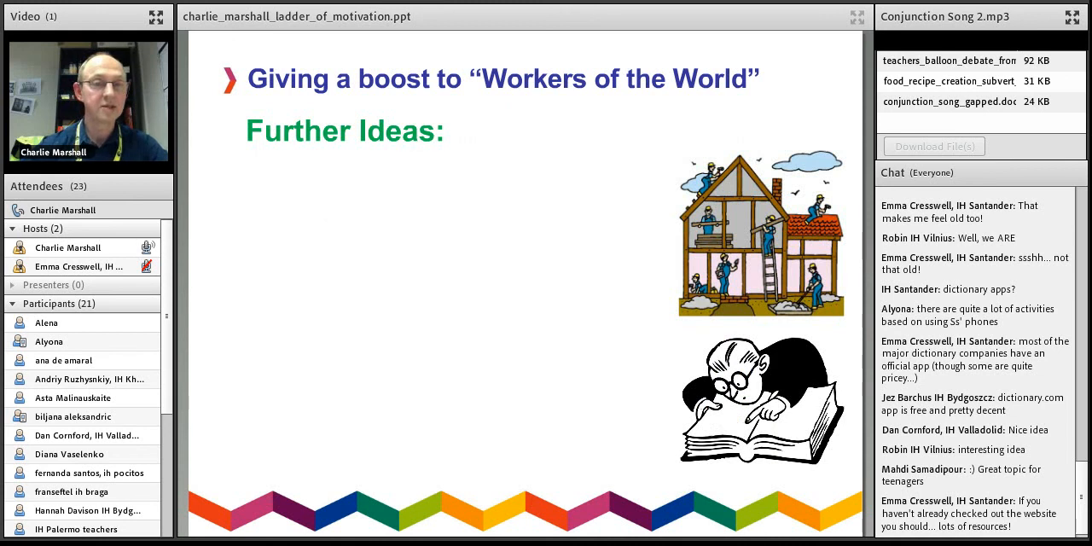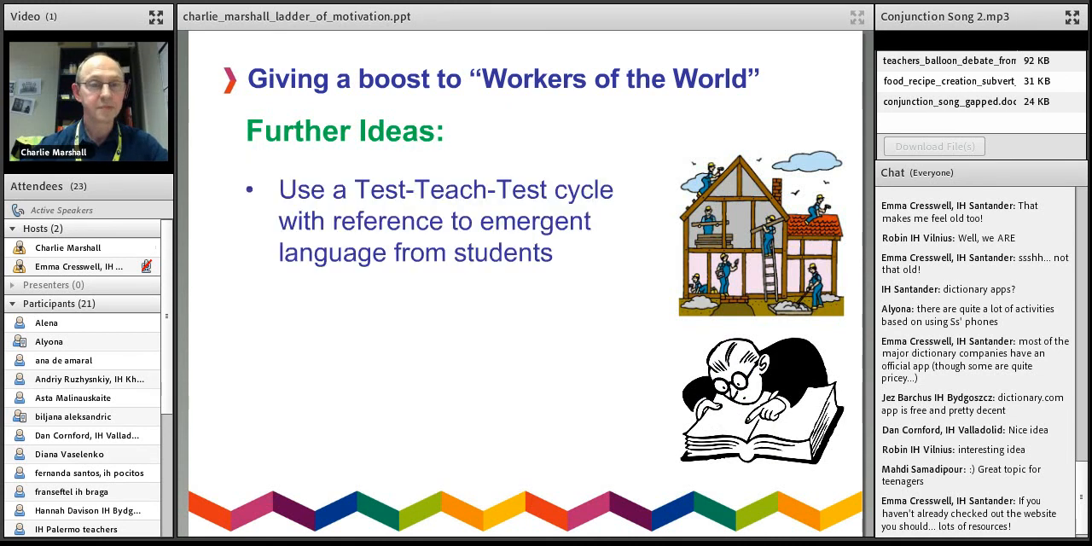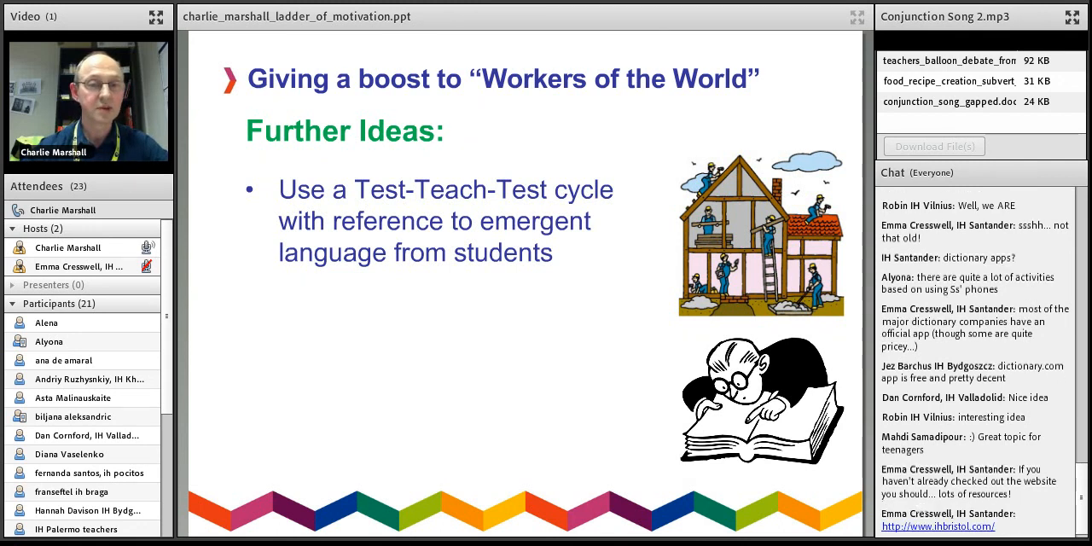Okay, so some further ideas. This is something we found helps, which is to use a test-teach-test cycle. The idea of this is that you start your class with a speaking task, and you do this to demonstrate to the students that there are gaps in their knowledge, what I would call a language deficit. So there are things that they very clearly need in order to do that speaking task. And then you devote time to teaching it. And then at the end of the class, you give them the same speaking task to do, possibly with different students, so they don't feel they're saying exactly the same things again to the same people.